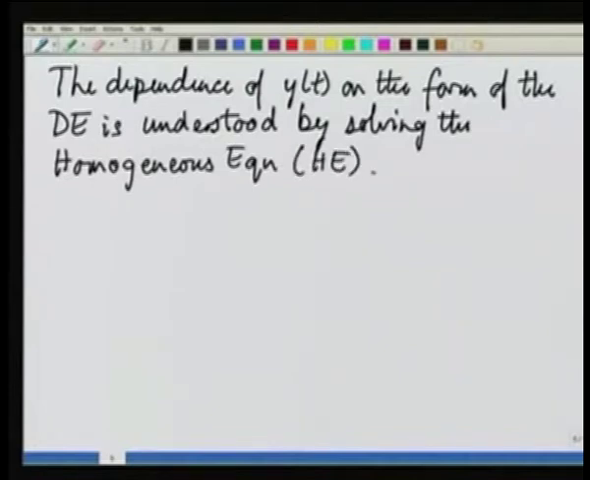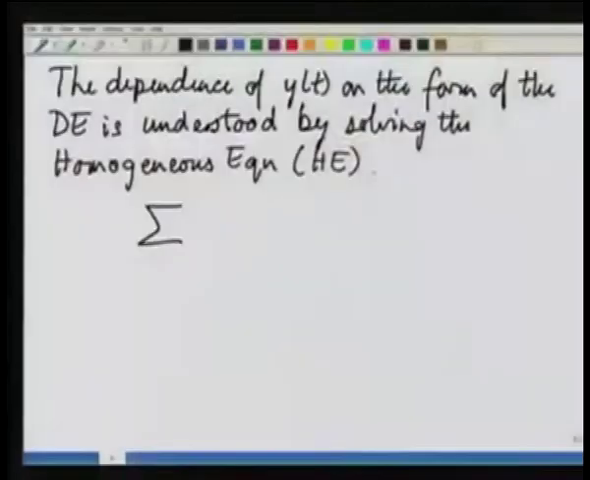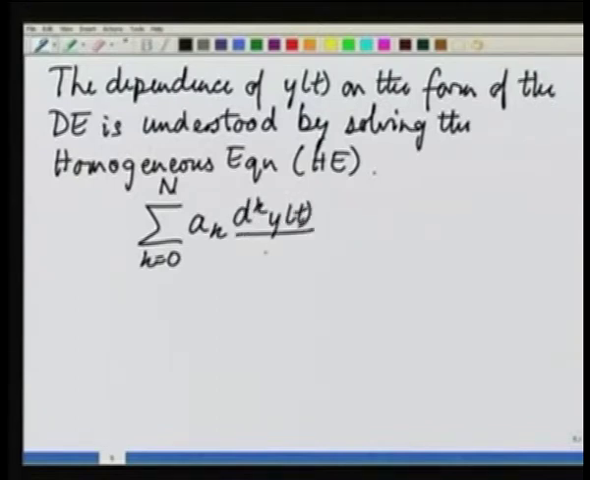What is the homogeneous equation? The homogeneous equation resembles the original differential equation, except that the right hand side, where we have the forcing function, we replace with 0, the identically 0 function of time. So, the homogeneous equation is simply this. This is the homogeneous equation.